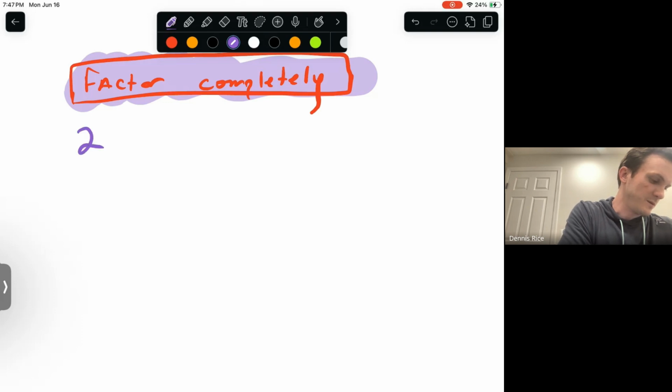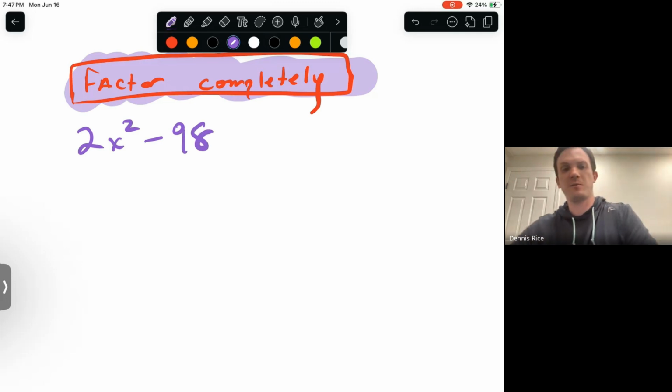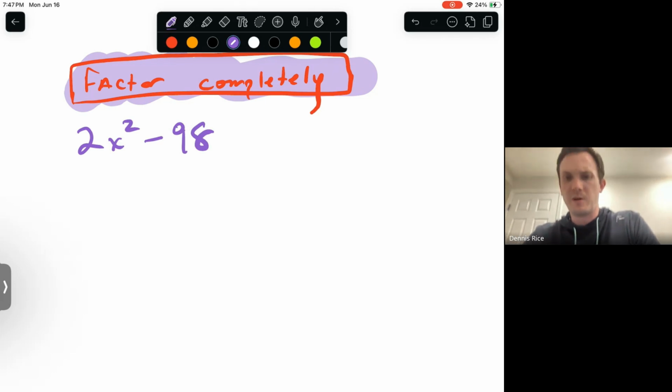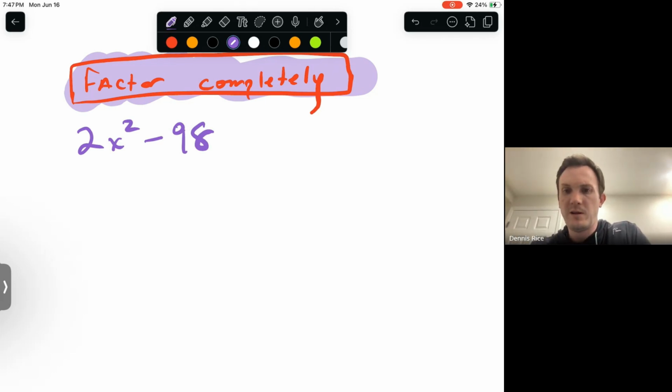Okay. Sorry, I have to make sure this works. Okay, try this one out. Factor this completely. So this would be a 2-pointer. Factor this completely.